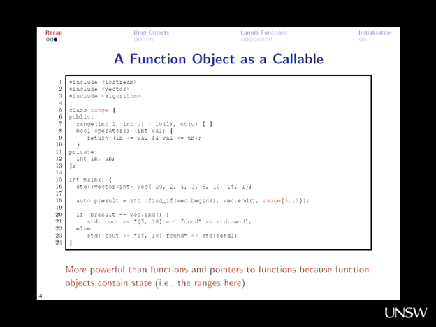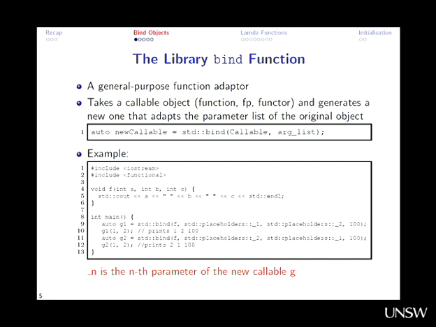What we're now going to look at is what's called bind objects. And there's a function in the standard library called bind. And it's a general purpose function adapter. What this means is it can take any callable object, e.g. a function or function pointer or another functor, and it can generate a new function object that adapts the parameter list of the original object.